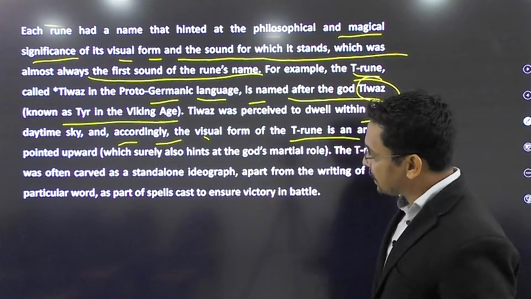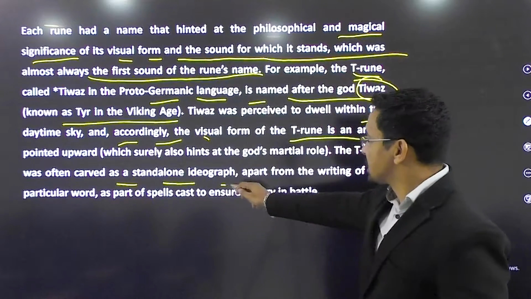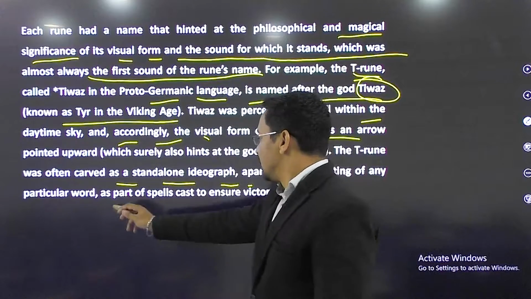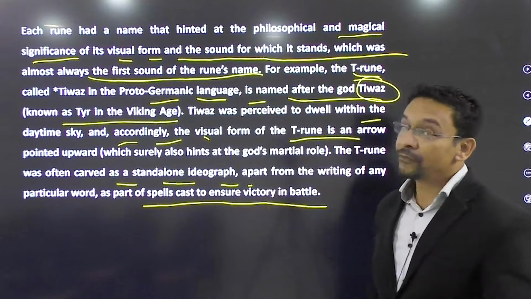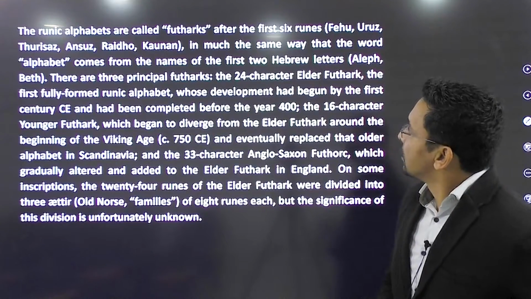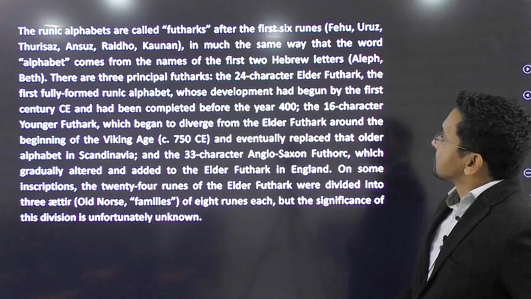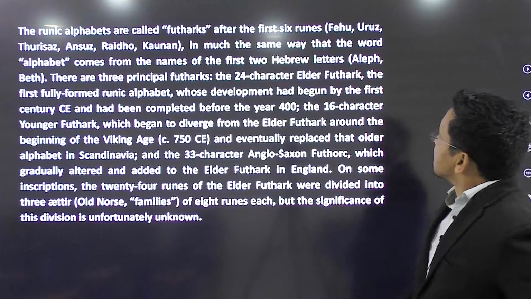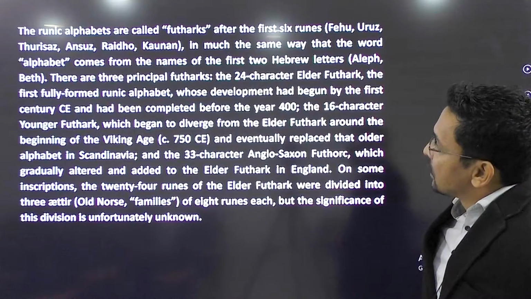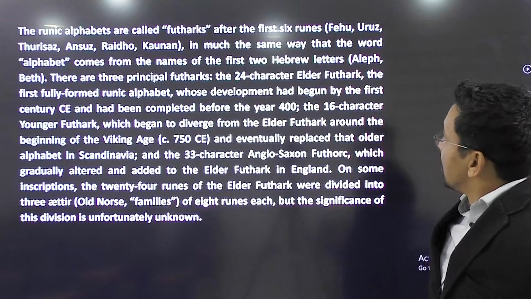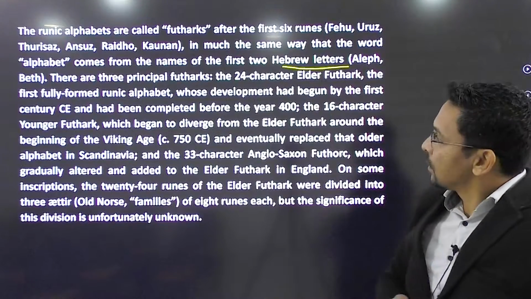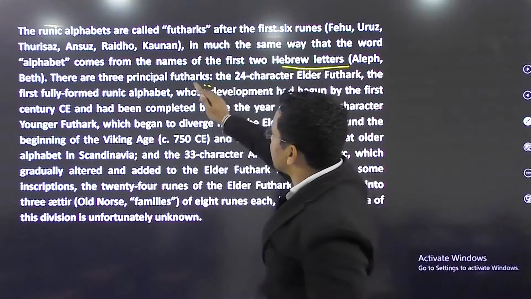The T rune अक्सर carved किया जाता था as a standalone ideograph apart from the writing of any particular word as part of spells cast to ensure victory in battle. अब जो runic alphabets थे, these are called futharks after the first 6 runes. ये उनके नाम है. In much the same way that the word alphabet comes from the names of the first 2 letters. Now there are 3 principal futharks.